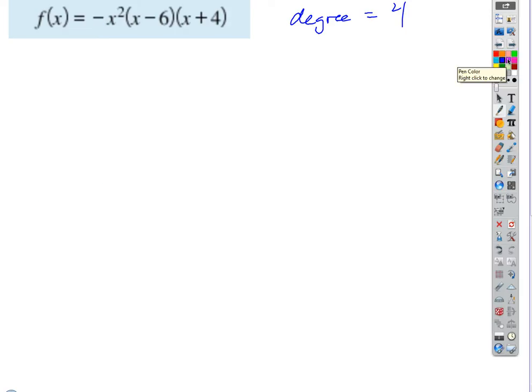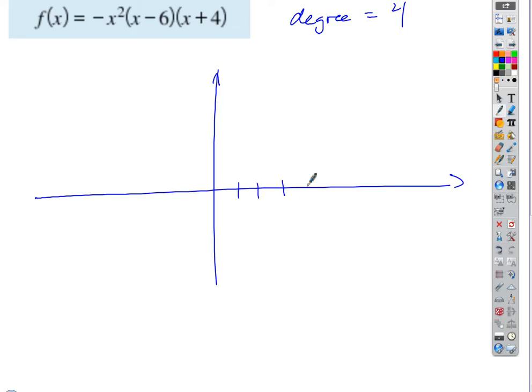We can just go right to a sketch here. So we know end behavior is down. Where are the x-intercepts? -4, 0, right? And 6. Okay, what can you tell me about those x-intercepts? The x being squared means it's tangent. Okay, good. Right. That makes sense?